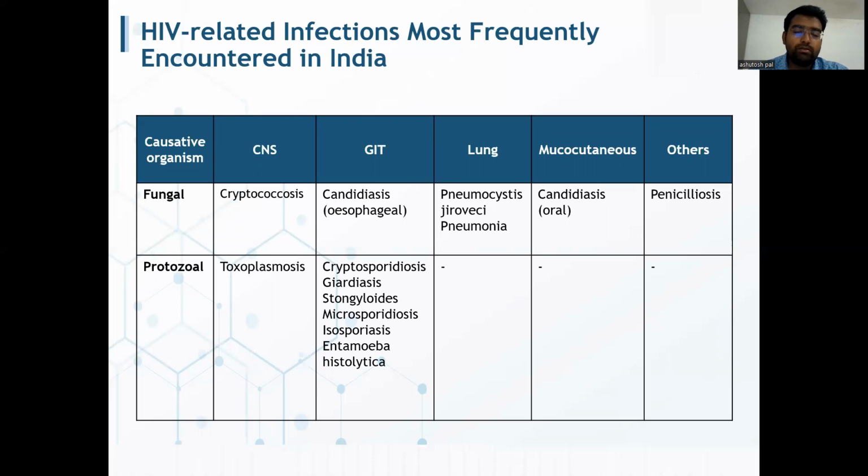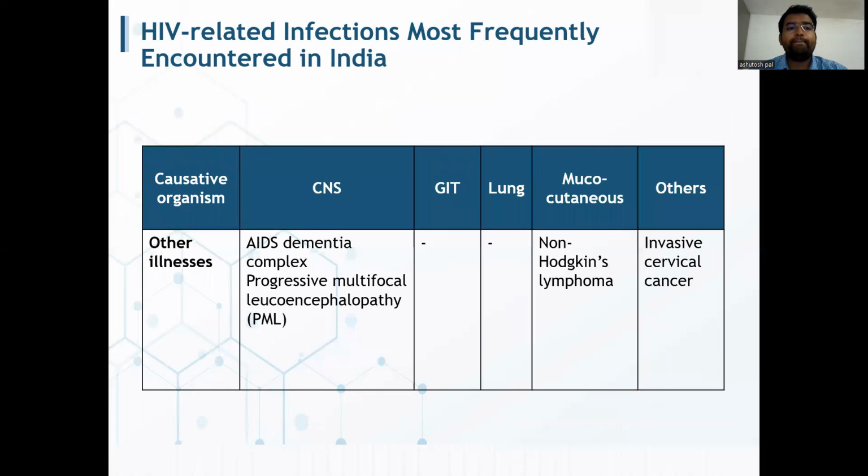In protozoa, toxoplasmosis affects the CNS, cryptosporidiosis, giardiasis, strongyloidiasis, microsporidiosis, and isosporiasis, and Entamoeba histolytica affect the eye. Other illnesses like AIDS dementia complex and progressive multifocal leukoencephalopathy also take place, as do non-Hodgkin lymphoma and invasive cervical cancer.